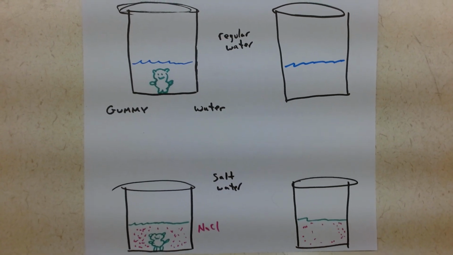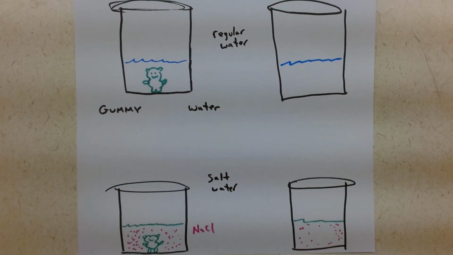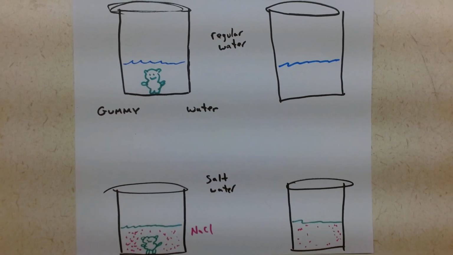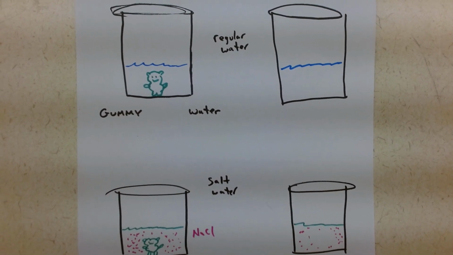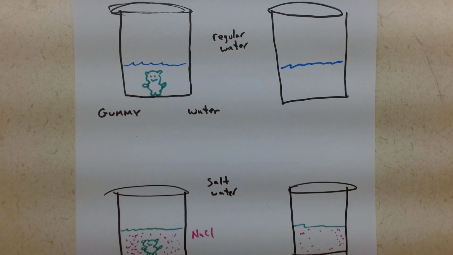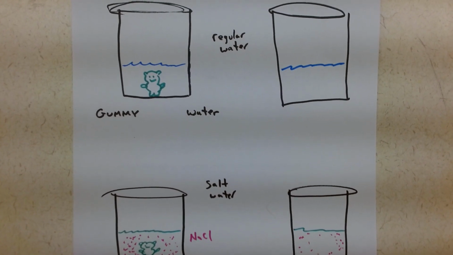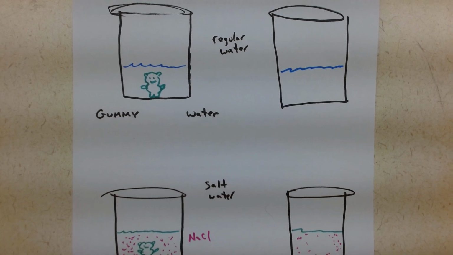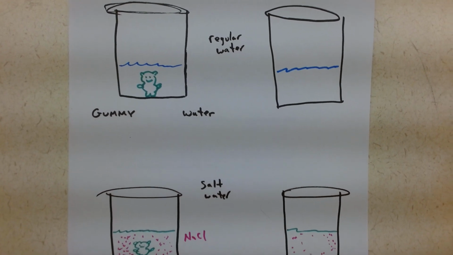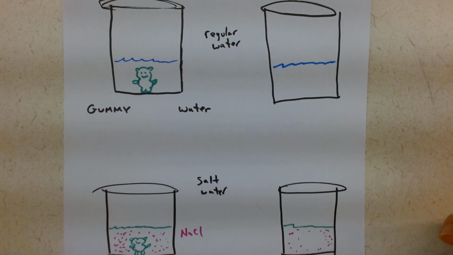Hi students, this is a discussion or a review of the concept of osmosis that we observed in our lab. Osmosis is the movement of water in relationship to concentrations of salts.